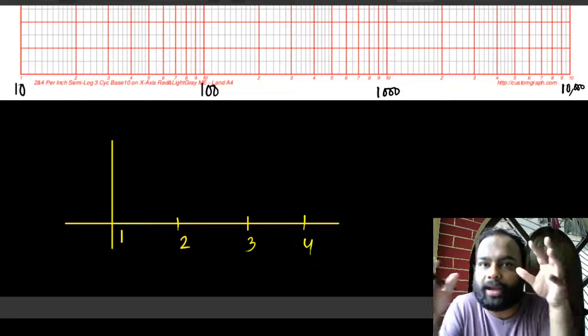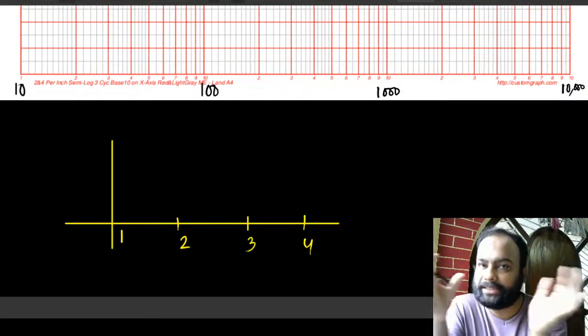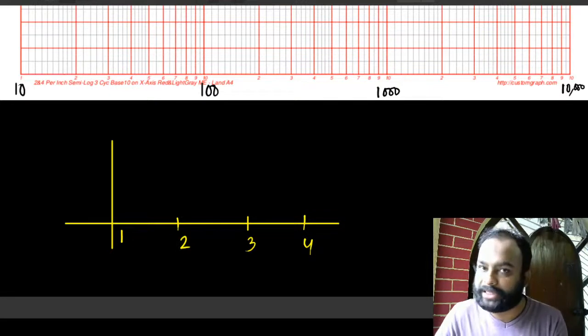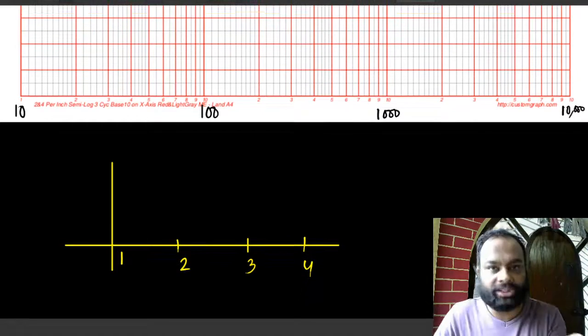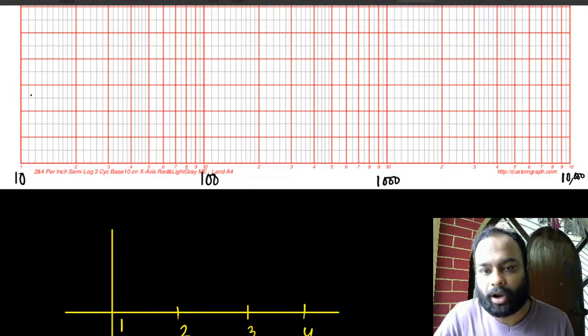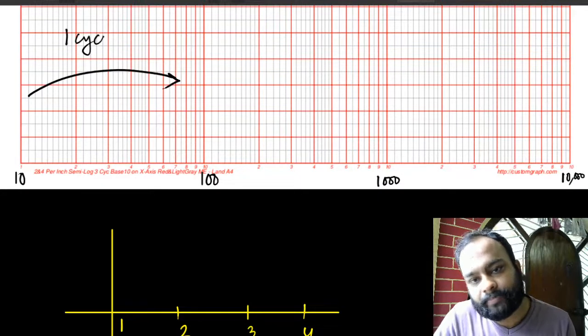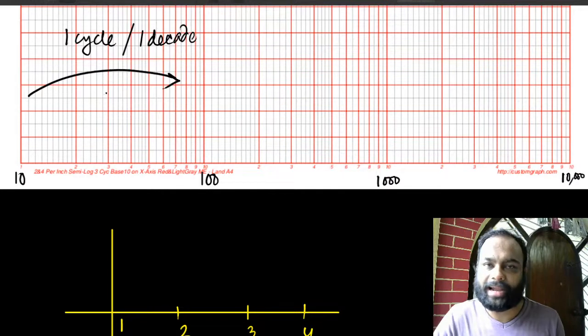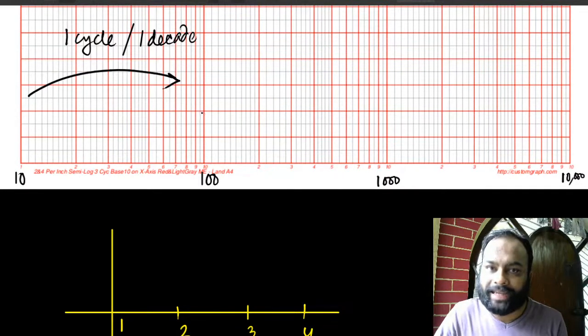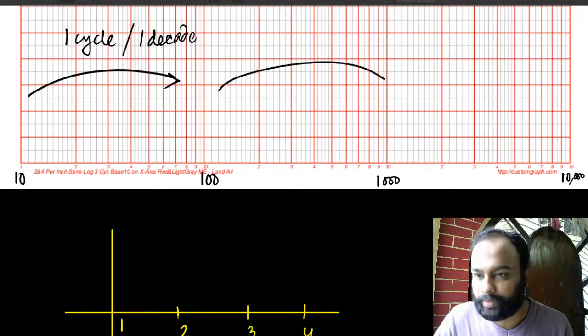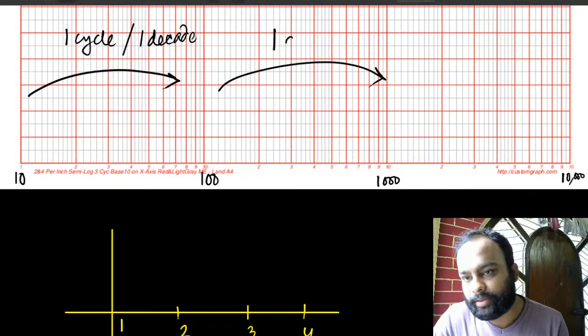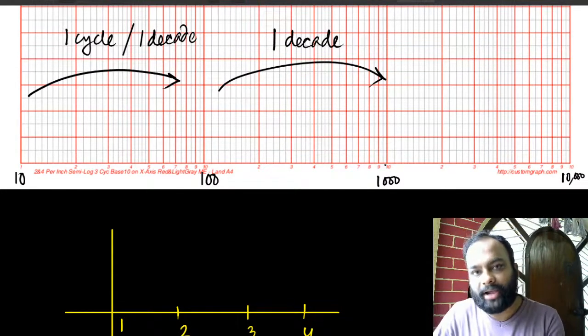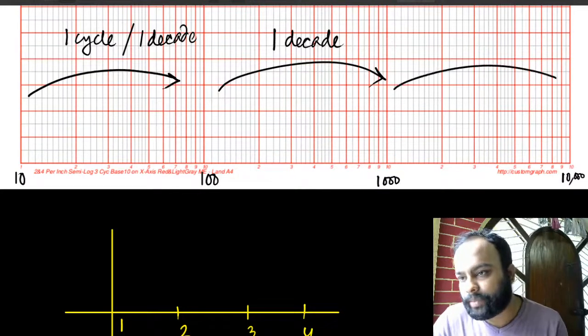Of course, now we can take any 3 cycles. This is a 3-cycle graph paper. Look very carefully. This is again 3 cycles. Any one 10-fold change is known as a cycle or a decade. So this is again 1 decade or 1 cycle. Sometimes we call it a decade, sometimes a cycle. So we have 1 decade here. From 10 to 100, that's a 10-fold change. It's 1 decade. That's another decade. From 100 we have 1000. That's another decade. This is another decade.